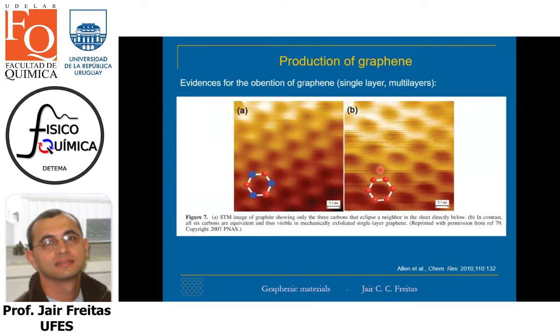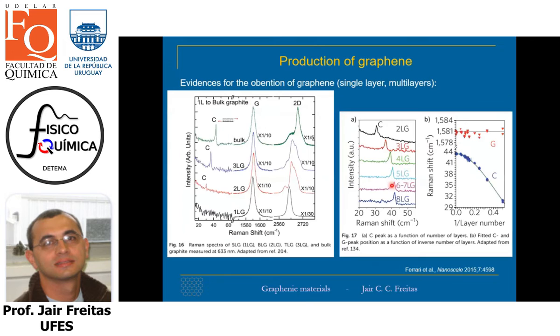The layers can be identified by using STM, for example, as shown in this slide. But probably the most useful method to identify single layer and few layers of graphene is Raman spectroscopy. You can see here that the Raman spectrum of a single layer has some features. So especially the identification of this band here, it's known as the 2D band.